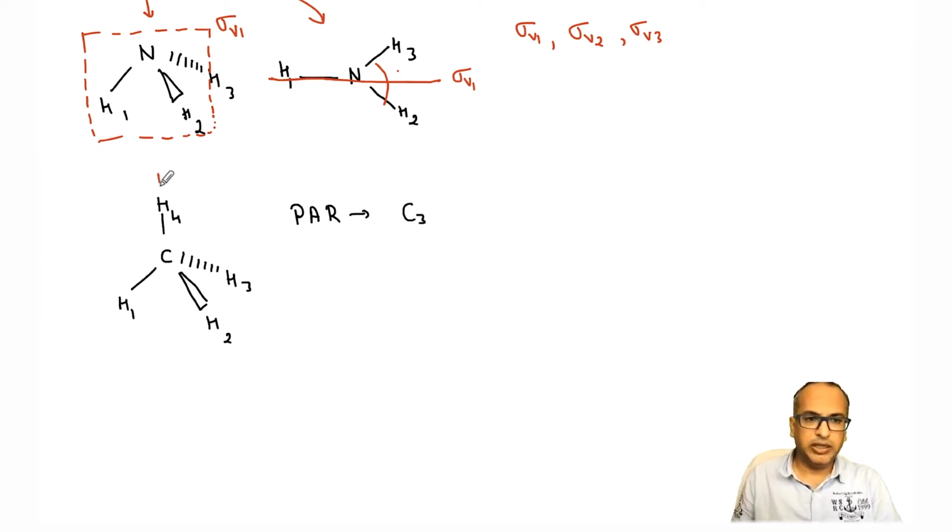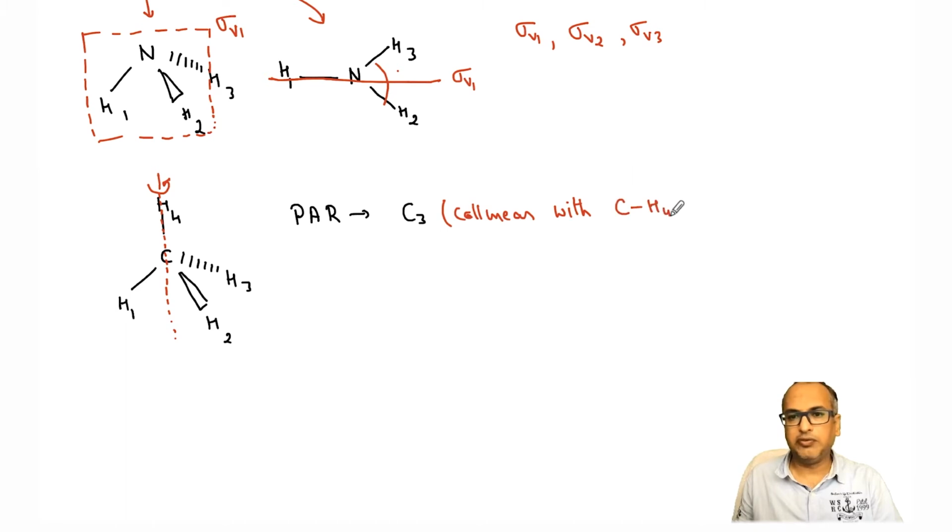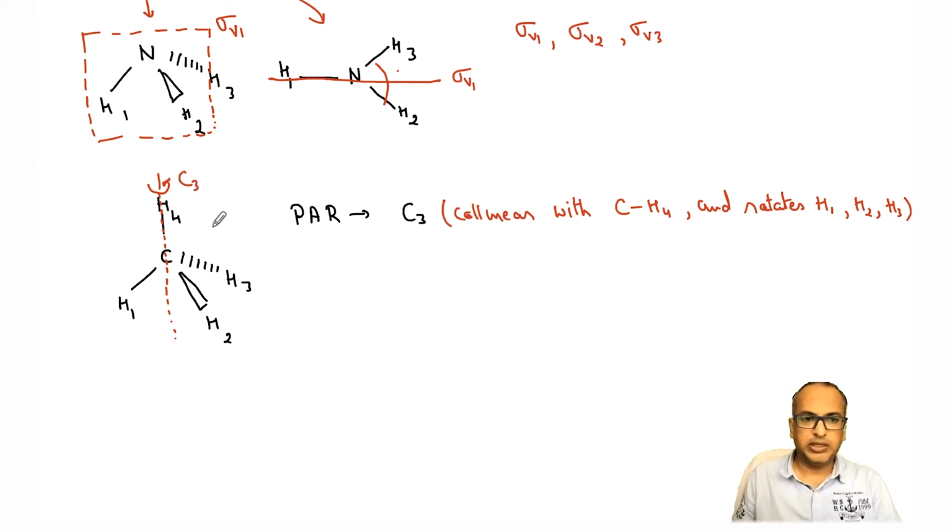So if I try to see, there is a C3 axis passing through CH4, which results in rotation of H1, H2 and H3. So this is collinear with CH4 and rotates H1, H2, H3, right? So let's call this one C3 axis. So this is my C3 axis.